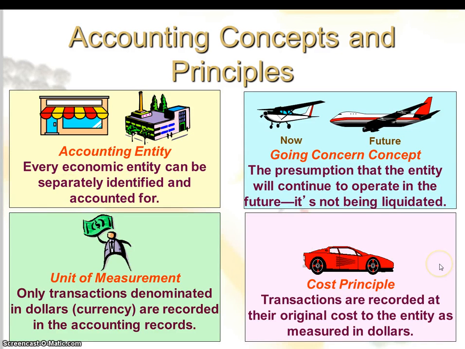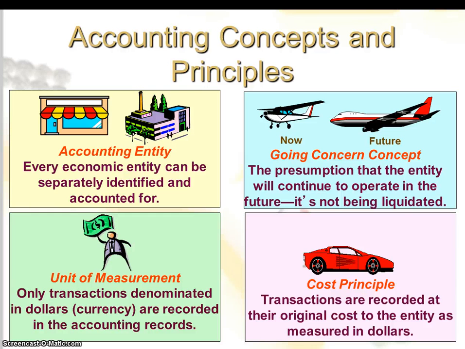The fourth principle we'll talk about is the cost principle. Basically, this means that transactions are recorded at their original cost to the entity as measured in dollars. So if you think about the property that Harley Davidson owns off, I think, Highway 45, they might have bought that property 100 years ago at maybe $25,000. So that $25,000 cost is reflected on their balance sheet as an asset.